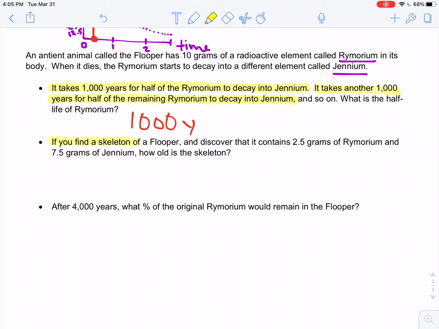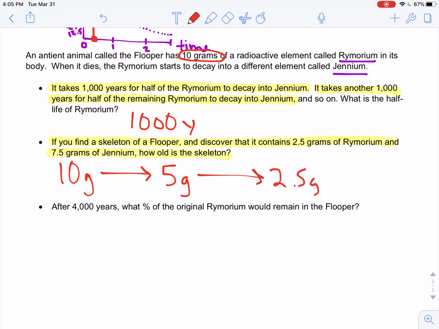If you find a skeleton of a flooper and discover that it contains 2.5 grams of rhymorium and 7.5 grams of genium, how old is the skeleton? All right, well, remember the beginning of the problem? It told us that a living flooper has 10 grams of rhymorium. So we started with 10 grams. If we go through one half-life, that means that 5 grams is left. If we go through another half-life, that would mean that 2.5 grams remains. Well, that's the amount that we really do have left. This sample actually has 2.5 grams of rhymorium remaining.